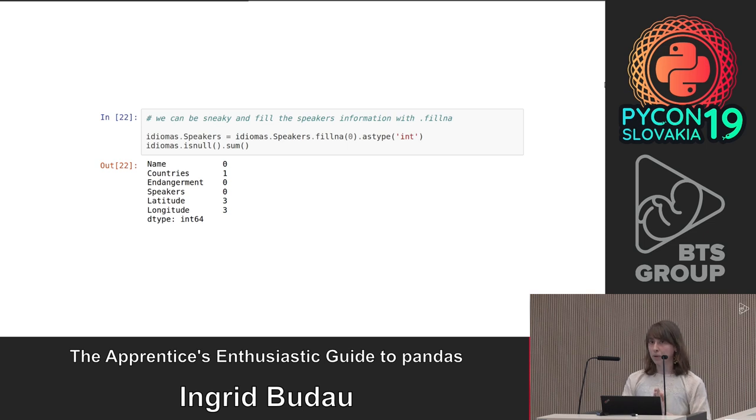And then, because we don't have any more of them, we can convert this column as type integer, like we did before with the category. So instead of having a float column, like it was before, we have an integer column. If we look again, now we have no more missing speakers values.